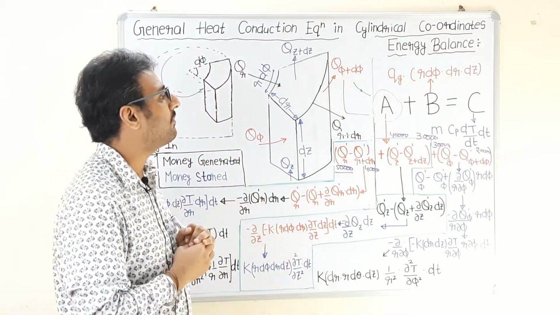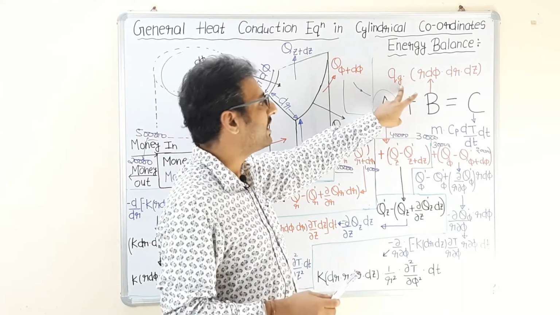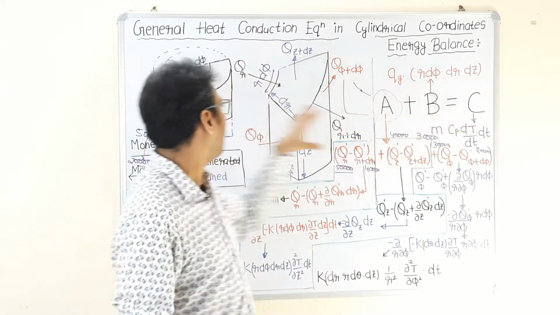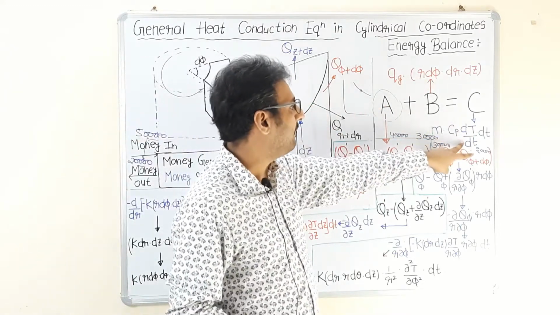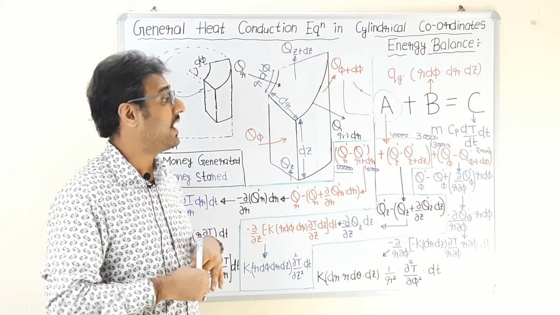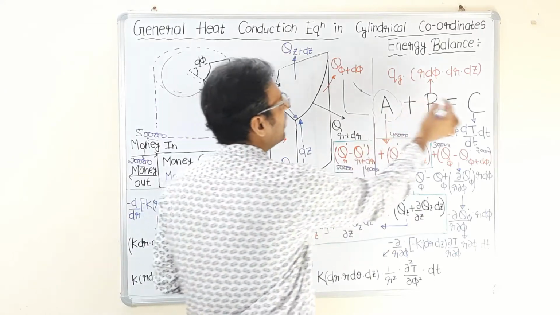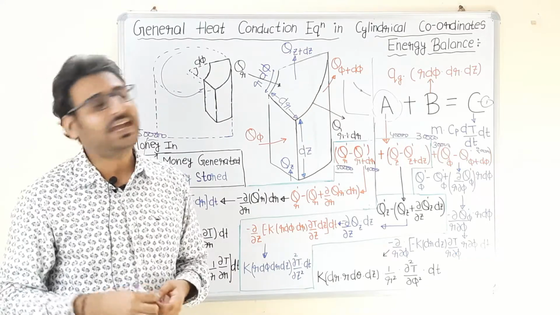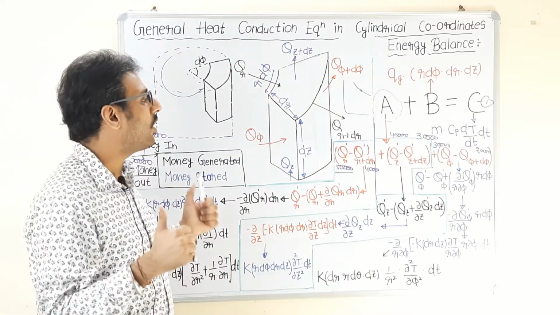Now we have to determine the value of A only. We know the value of B, which is heat generated within the element, and C is the total heat content of the element. So we know these two parameters. Basically, what we are going to do is determine the value of A and substitute it in equation number 1, and finally solve and get the general heat conduction equation in cylindrical coordinates.